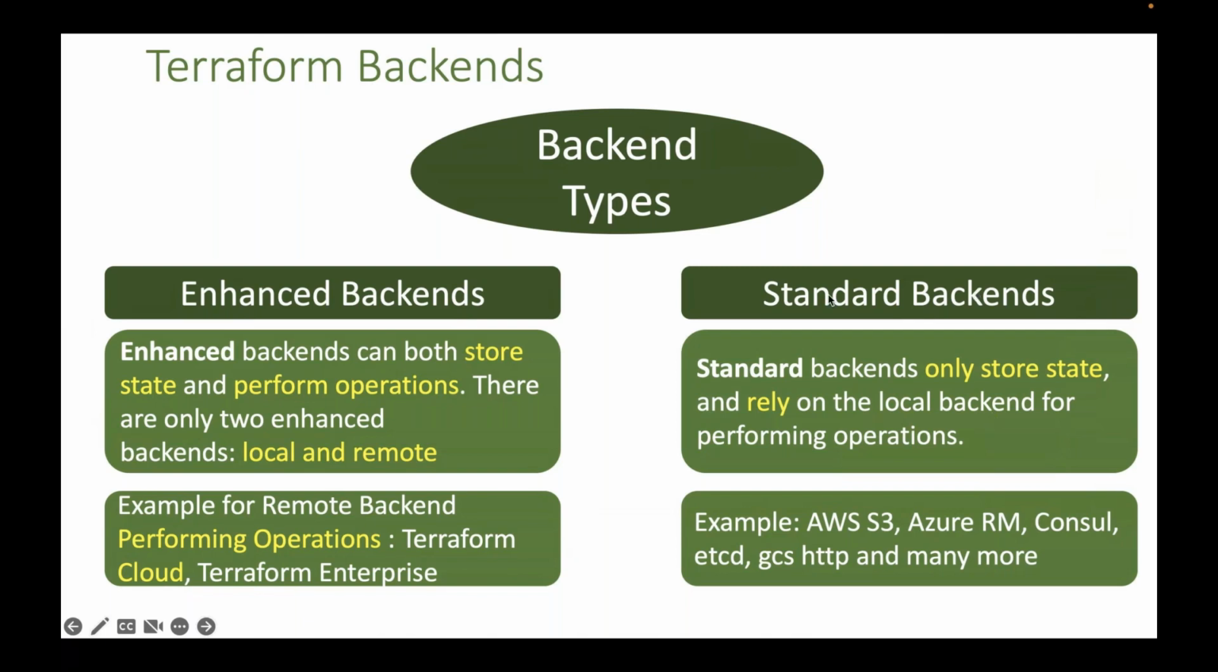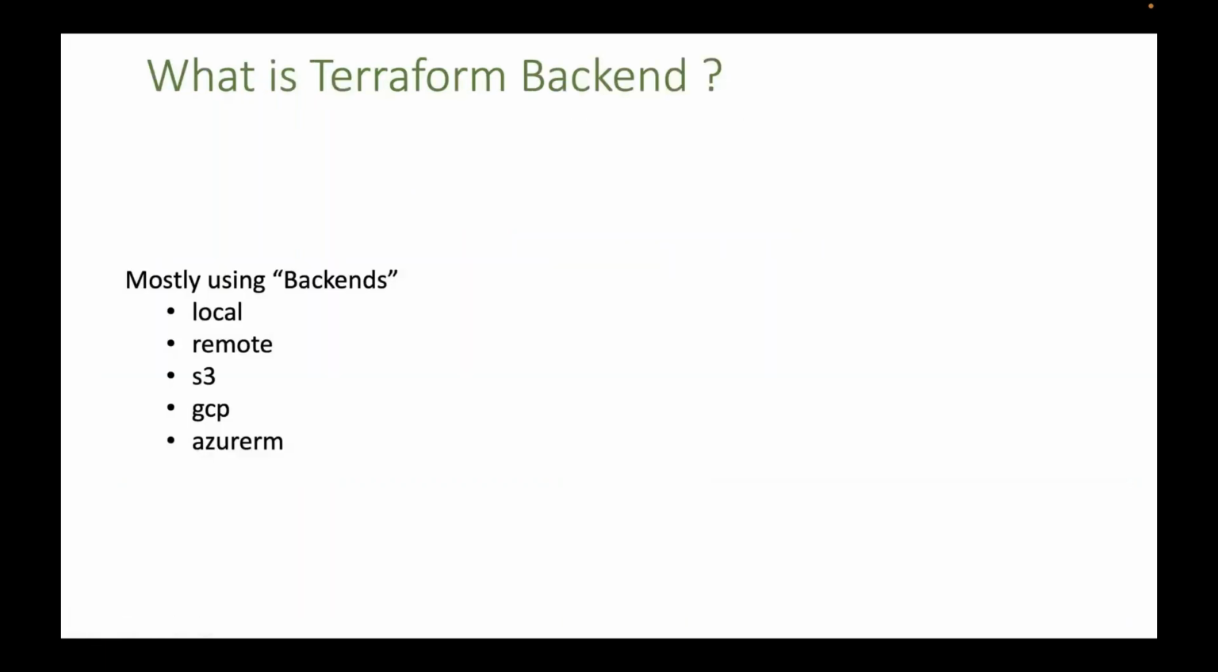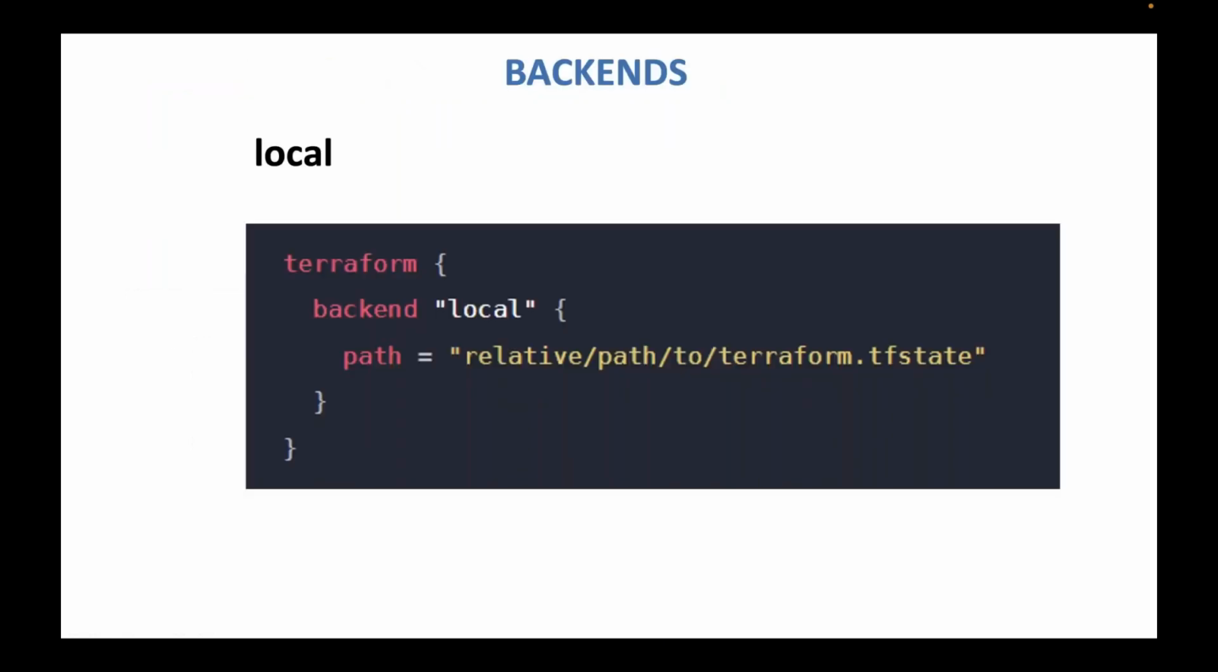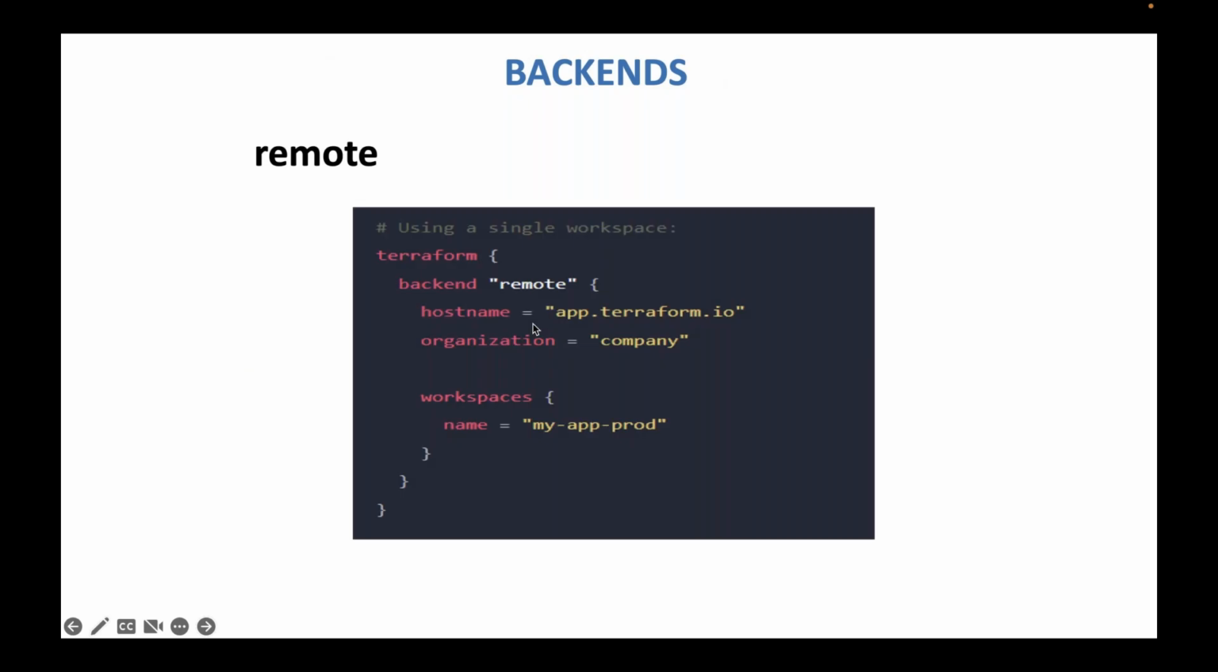What standard backends do we have? We have S3, Azure RM, Consul, etcd, GCP. So we have this many backends. Suppose you plan to use the backend as local, we can use it. By default, if you don't mention this, the state file will be stored in the Terraform directory itself. If you want to store the state file in some other directory, you can mention it like this. And remote, I will come to that once we enter Terraform Enterprise.